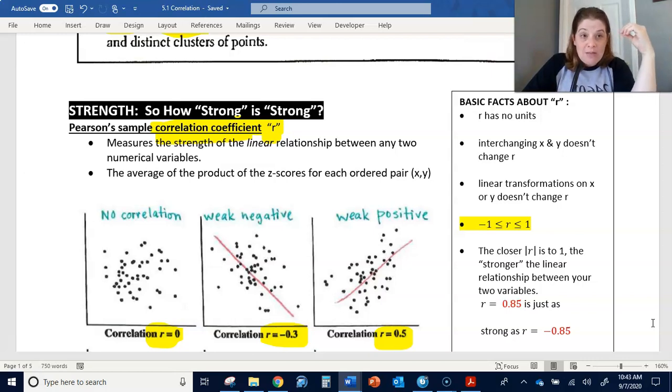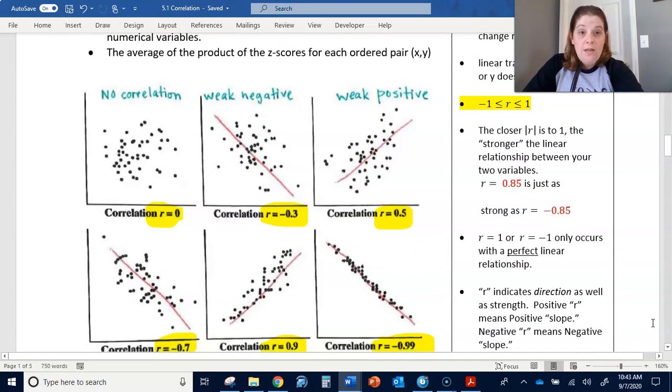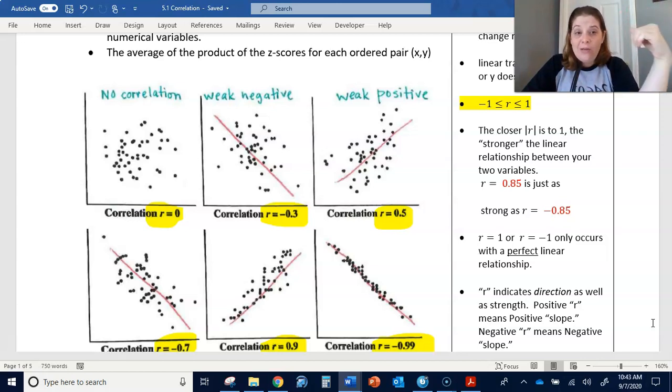R is always between -1 and 1. Always. And the closer the absolute value of R is to 1, the stronger your linear relationship is between two variables. So for example, an R of 0.85 is just as strong as -0.85. The mathematical strength of that relationship, the quantity, matters rather than the sign. The closer it is to having an absolute value of 1, the stronger it is. The closer it is to 0, the weaker it is.